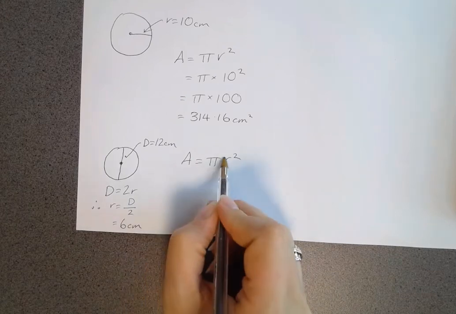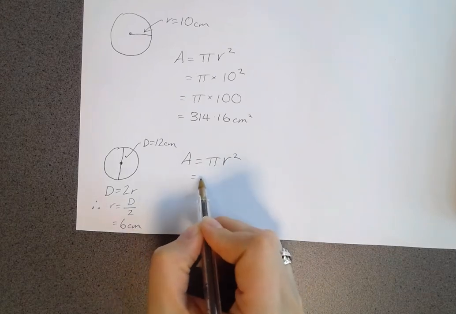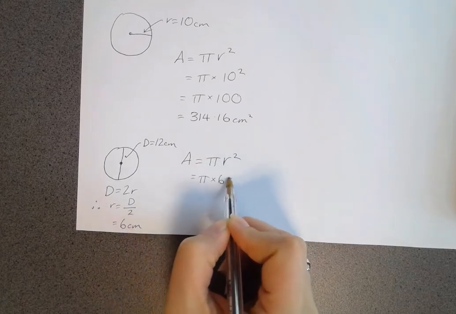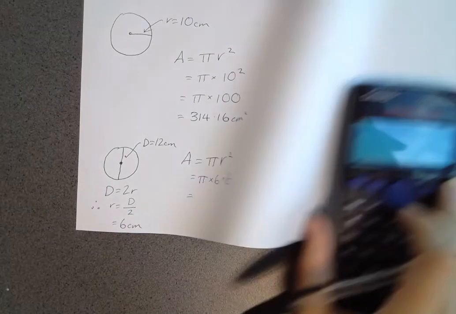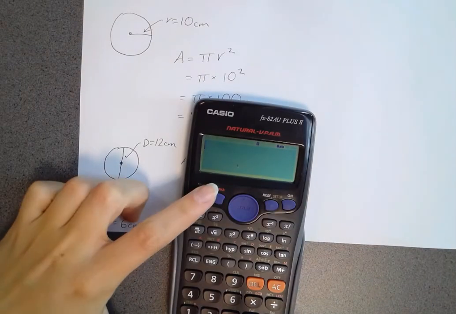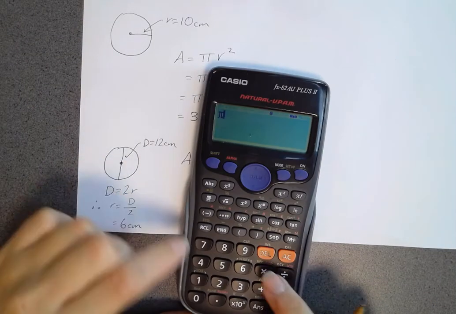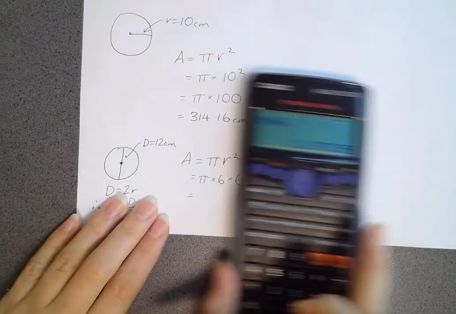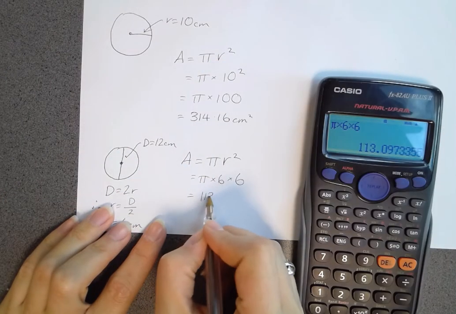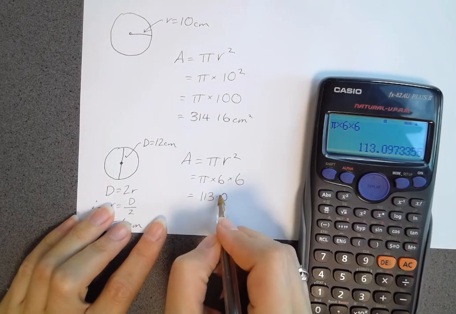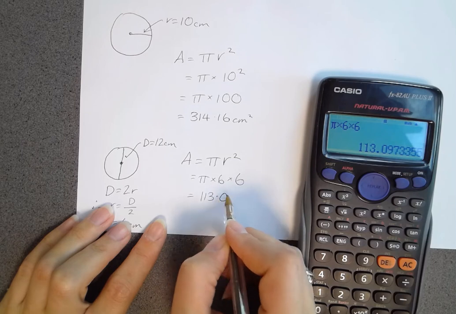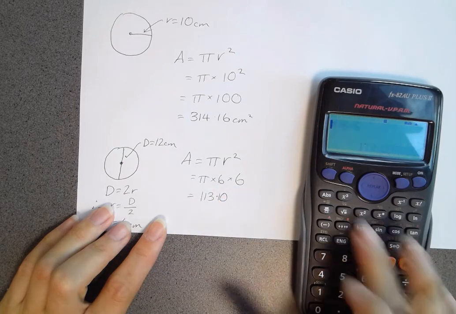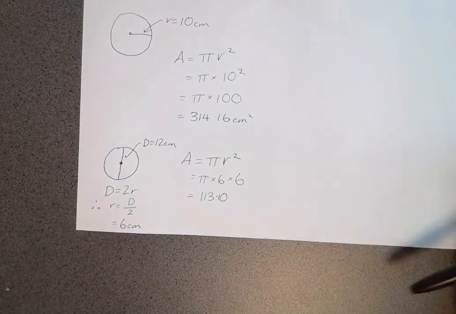This time we can now use a radius because we have one, so it would be pi times 6 times 6, and if we get our calculator out, pi times 6 times 6 gives us 113 point, oh no, well we have to round that one, 113.10. Alright, so there are nice easy ones to start with.